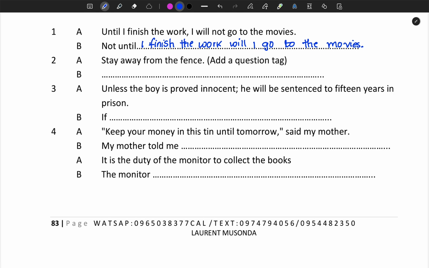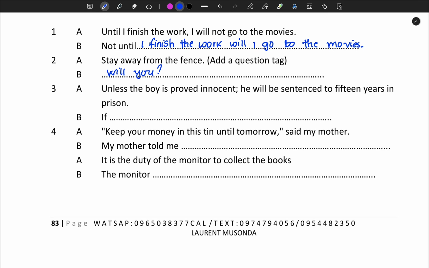Stay away from the fence. Add a question tag. Question tags have some rules that you need to follow. So we have stay away from the fence. How can we change this? So will you is our answer.